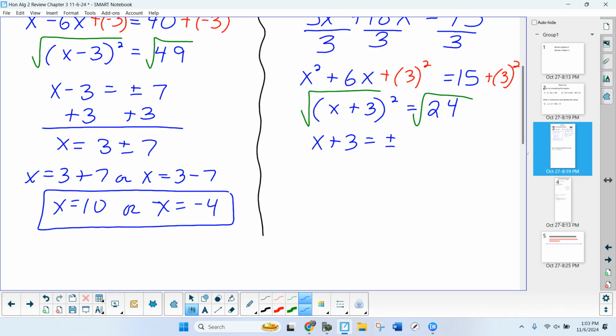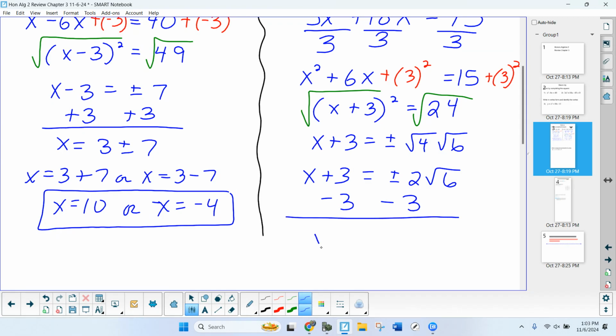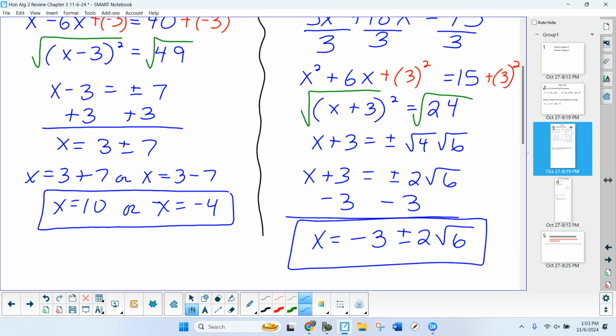Now, can I simplify the square root of 24? Yeah. What does the square root of 24 break up into, such that one of them's a perfect square? 4 and 6. Many of you will skip that and just come down to plus or minus what? 2 square root of 6. What do you do now? -3. And how do we write our final answer? -3 plus or minus 2 radical 6. Questions on that one?